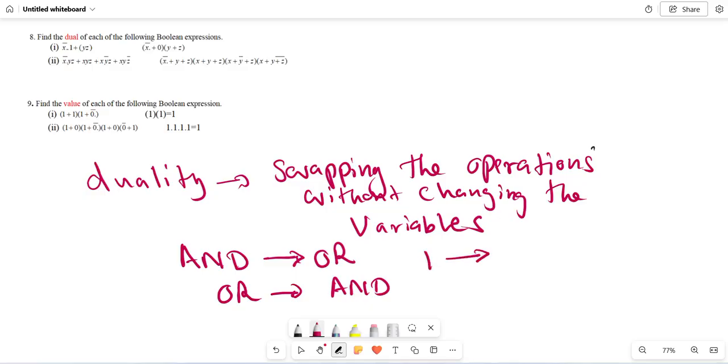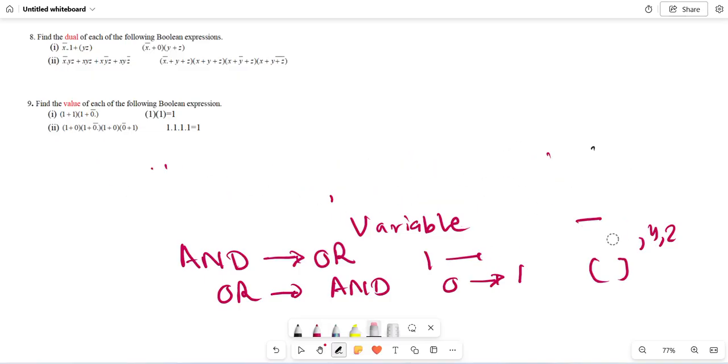If there is 1, you can swap it by 0. If there is 0, you can swap it by 1. And we are not changing x bar or x or y or z. That means we are not changing the complements. We are not changing any of the variables, and we are not changing the brackets as well. If there is a bracket already available by grouping, you want to keep it just that way.